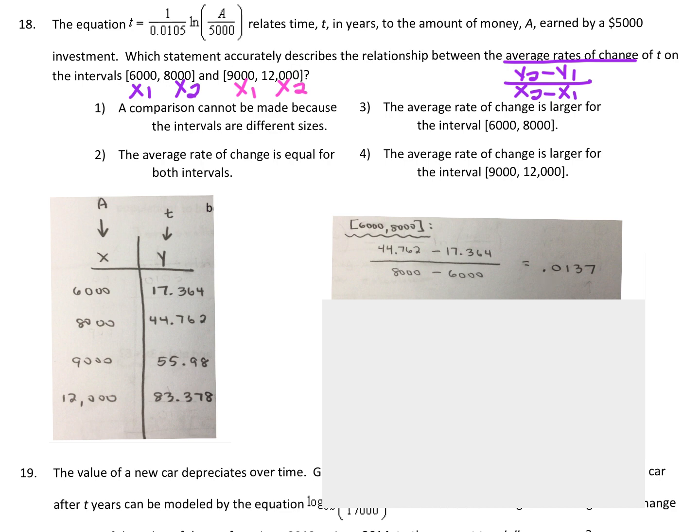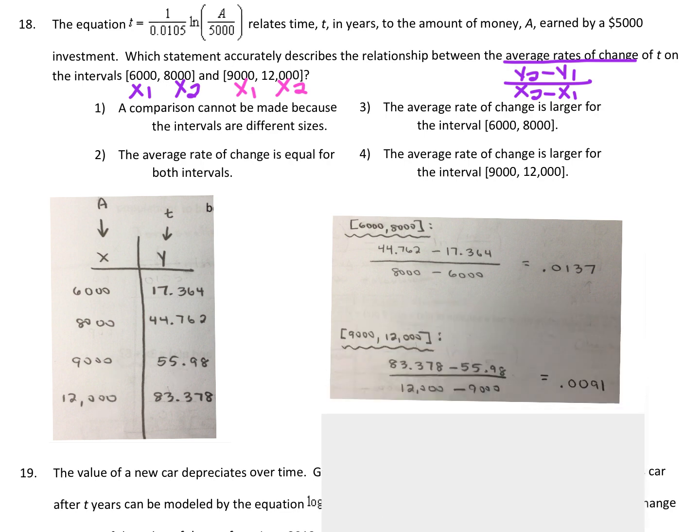Okay, now we're going to do the same thing for this next interval from 9,000 to 12,000. So if this is my x1 and x2, this would be my y1 and y2. So I could do y2 minus y1 over x2 minus x1. And when I do, this is the value that I get.